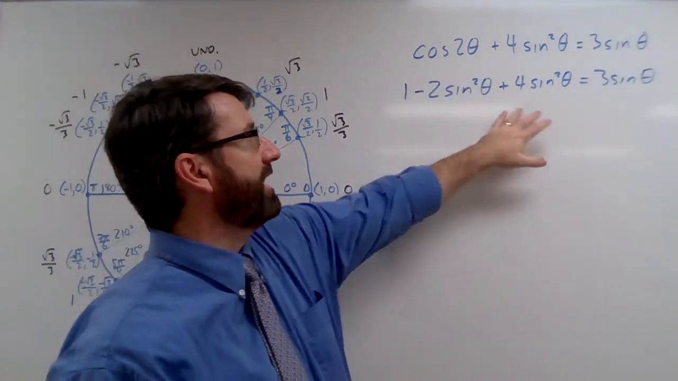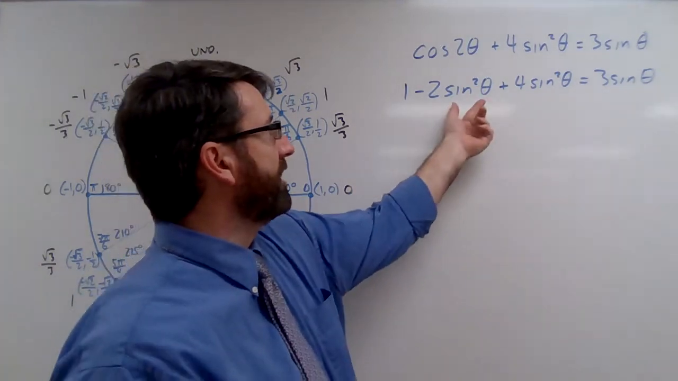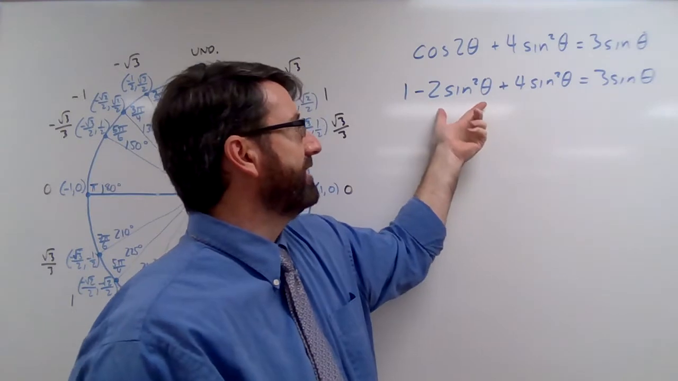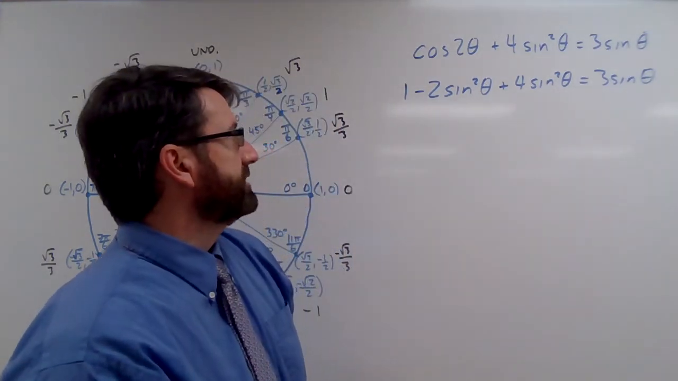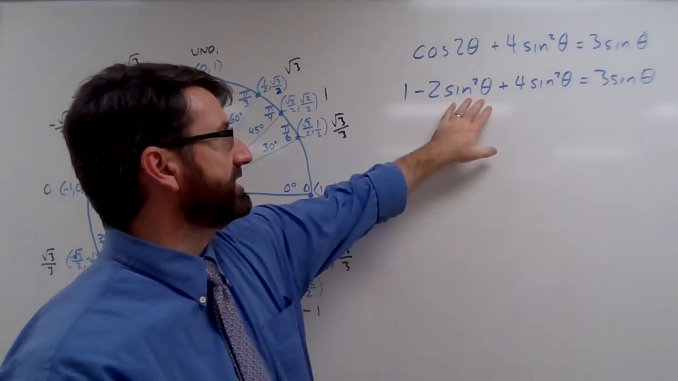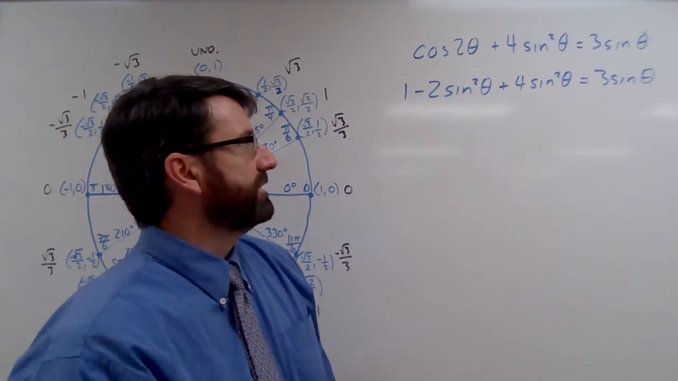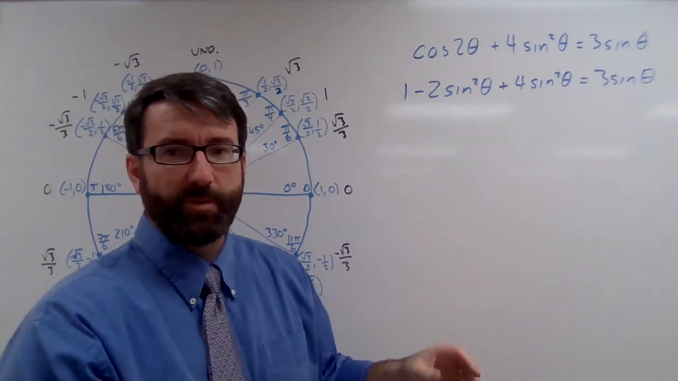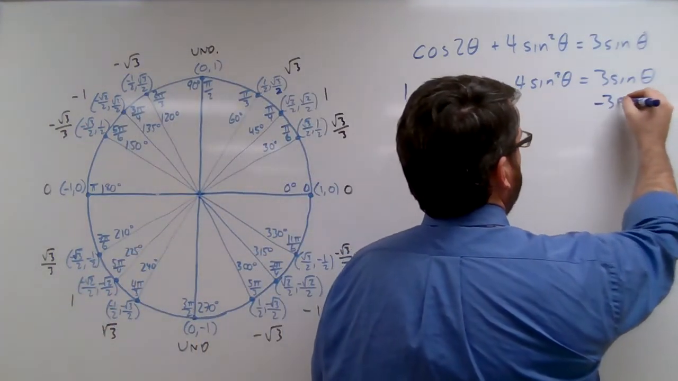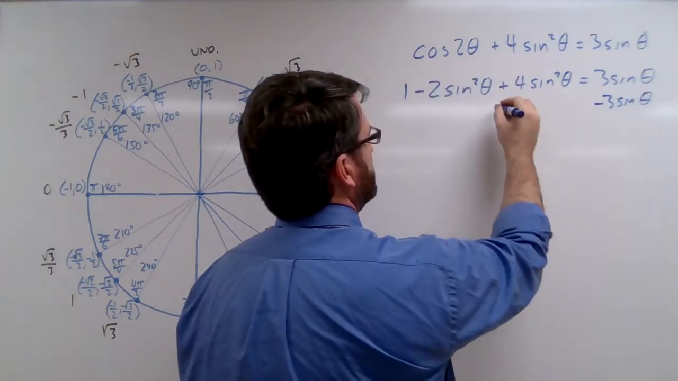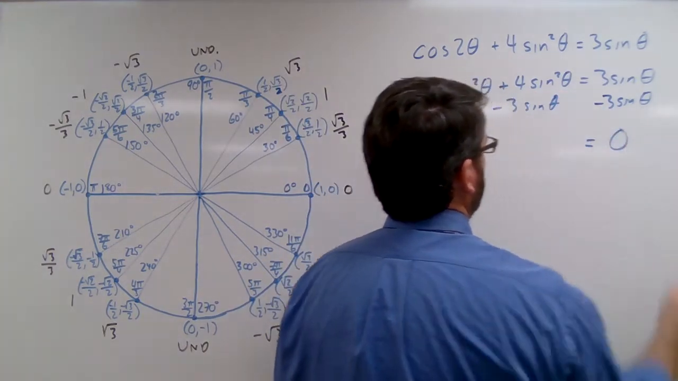All right, now we've gotten rid of both of our problems. We no longer have any double angles, and we only have sine in the equation. So we have a sine squared and a sine, so we know that we're going to have to factor this. So let's get everything onto one side of the equation, leave the other side equal to 0. So we'll subtract 3 sine theta from both sides. And so this side is going to be 0.